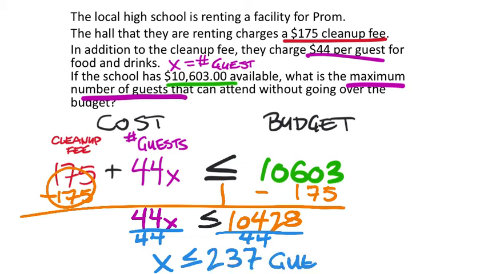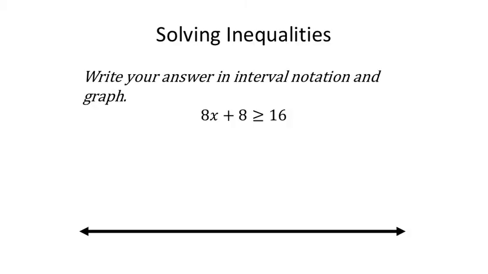I will label this, because it is a word problem, in guests. So if they can bring 237 guests, they'll be at the maximum amount of the budget. As soon as they have 237 guests enter, then they gotta close the doors. So yeah, write the answer in interval notation.